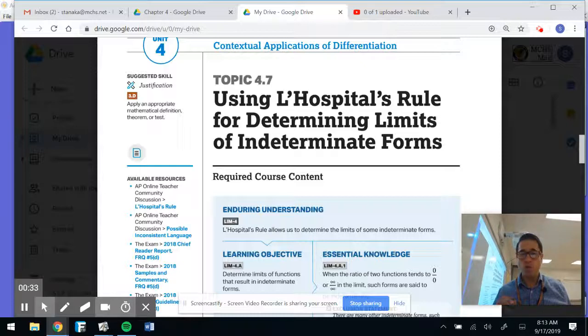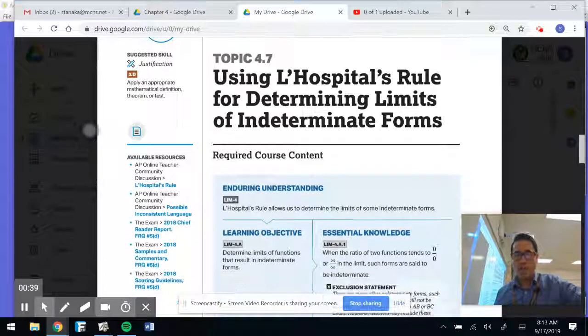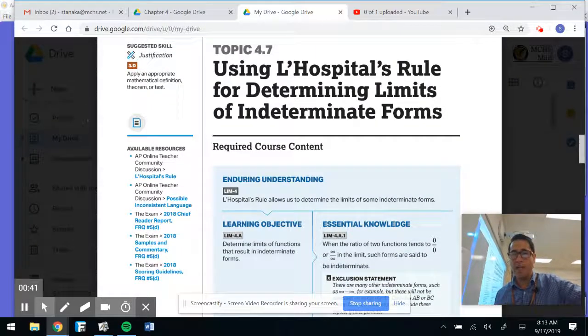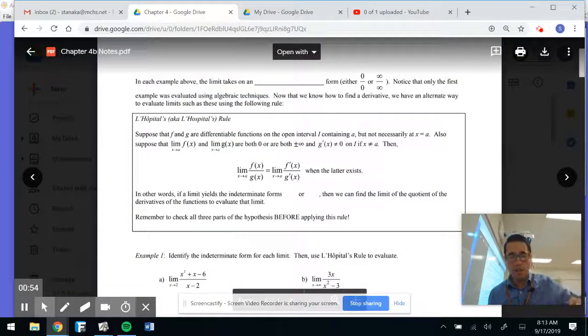4.7, using L'Hopital's rule for determining limits of indeterminate forms, okay? So we're going to go back and look at limits that we did in the past. And for certain limits, we have a quicker way of doing them. L'Hopital's rule allows us to do it. You pronounce that name wrong, La Hospital, and you're not allowed to use it. All right, here we go.